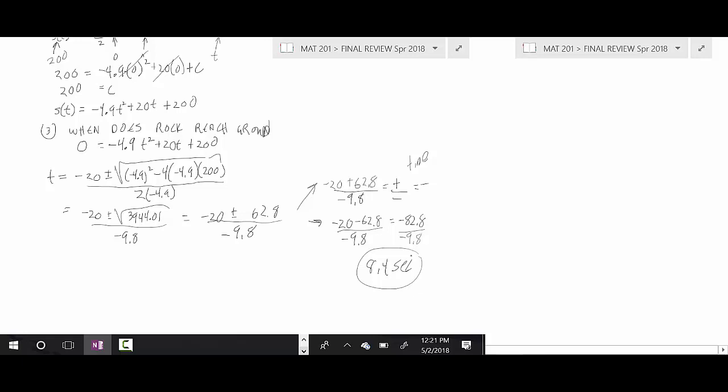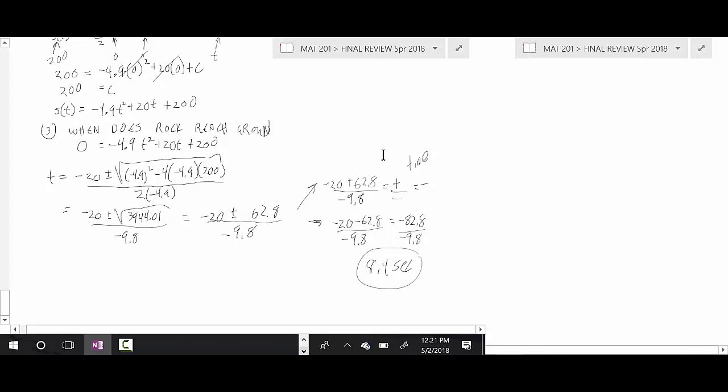Negative 9.8, those of you who have been in physics or something, is the acceleration due to gravity. In feet per second, it's negative 32 feet per second. So that's how that goes. Be sure that you go through that and see if you can do it.